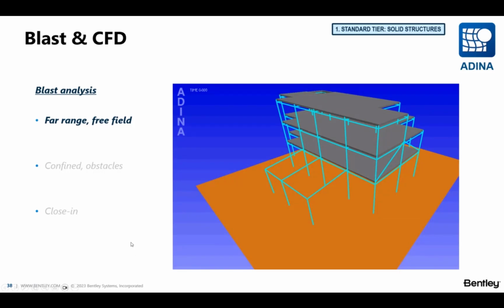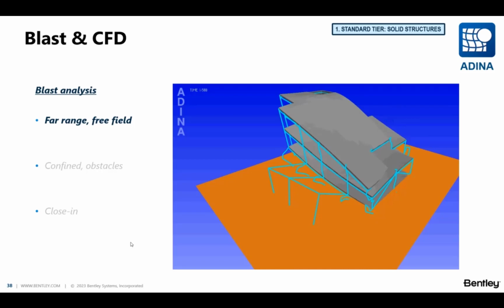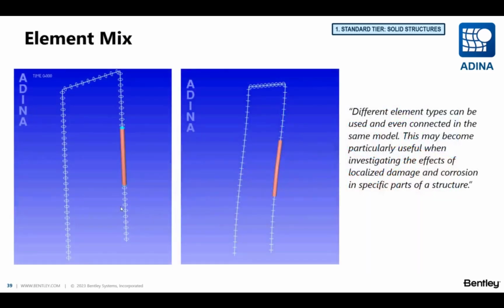And of course, we've seen collapse at the beginning, and if we want to see the footprint of the structure, how it fails, or evaluate the very ultimate capacity, we can model collapse as well, and the contact with the ground and between floors, and so on. This is a very simple example on how to use element mix when we have, for instance, some local loss of thickness due to corrosion or localized damage.